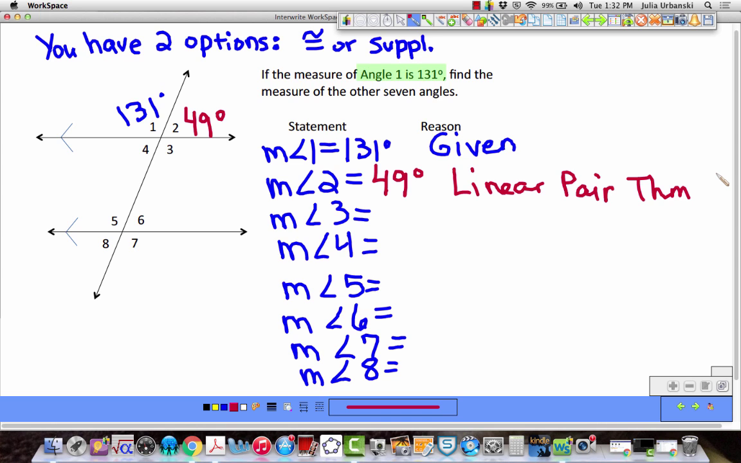Angle 3, are you going to call that 131 or are you going to call it 49? Those are your only 2 options. 131. It's on the same side. Okay, so these are going to be supplementary. They make a linear pair.